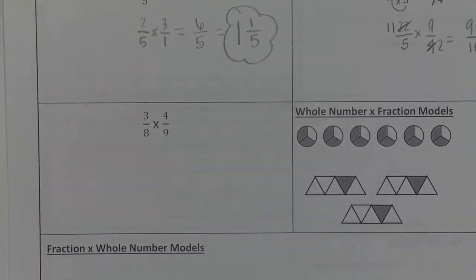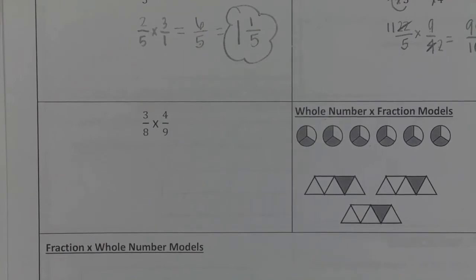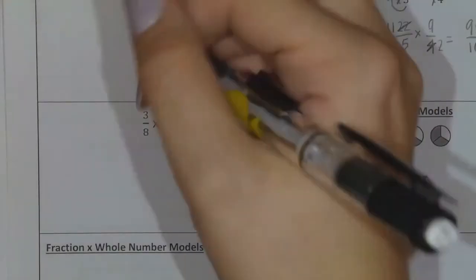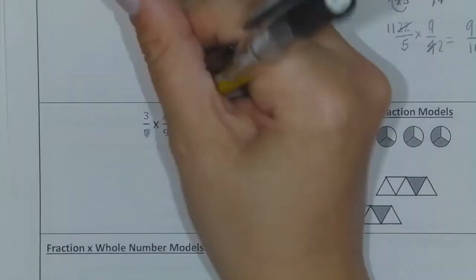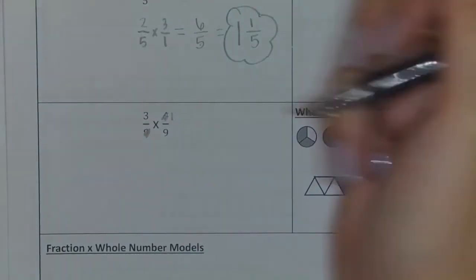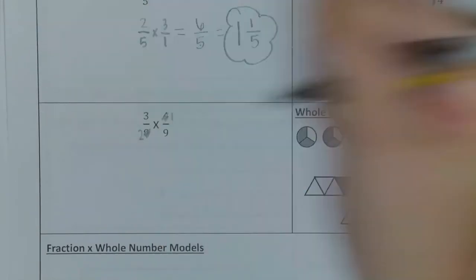Last one here, we've got 3/8 times 4/9. Nothing to change because they both have a top and a bottom. No whole numbers are involved, but I can cross simplify. 4 and 8 have the number 4 in common. So 4 divided by 4 becomes 1. 8 divided by 4 becomes 2.